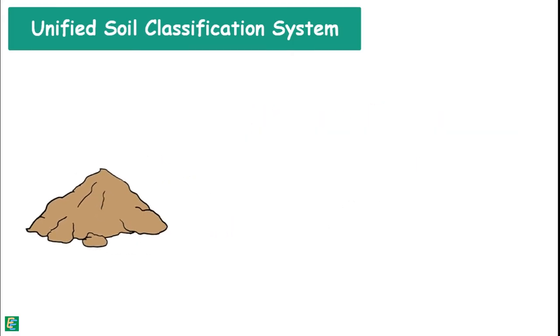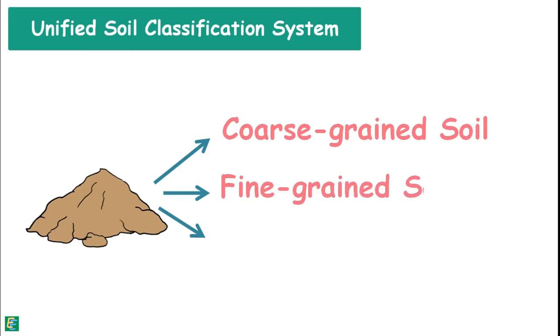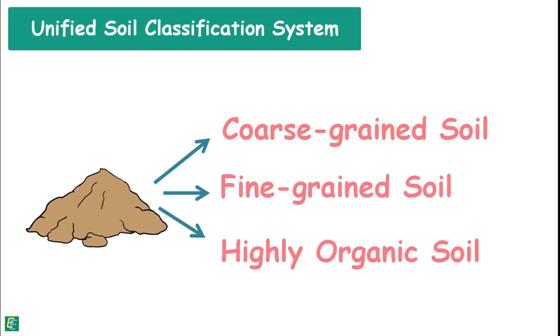This system identifies soils primarily as coarse-grained, fine-grained, and highly organic. Coarse-grained soils are classified on the basis of their grain size distribution. And the fine-grained soils, whose behavior is controlled by plasticity, are classified on the basis of their plasticity characteristics.